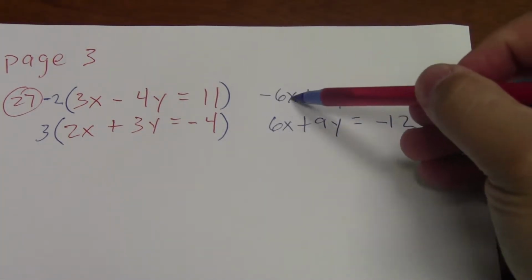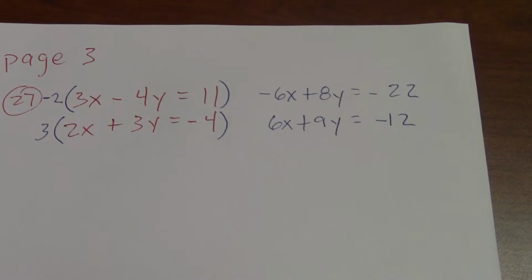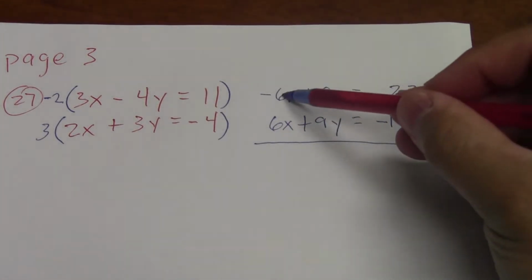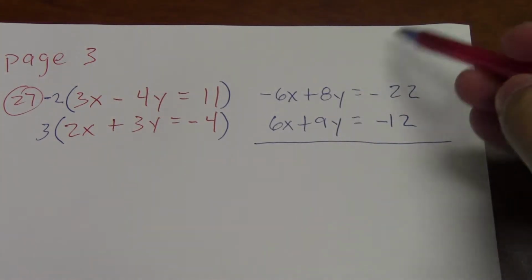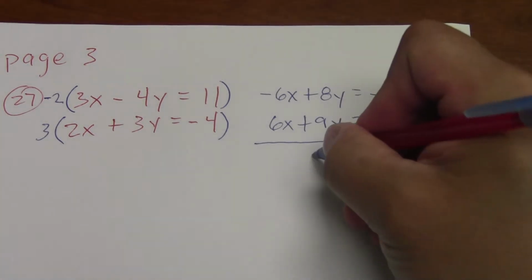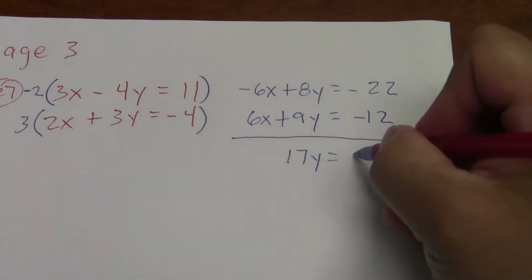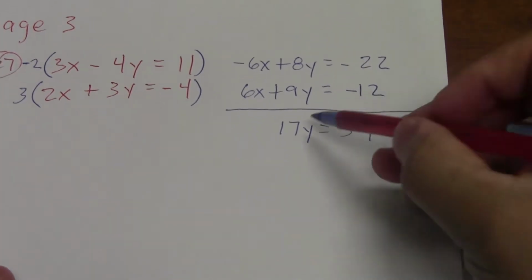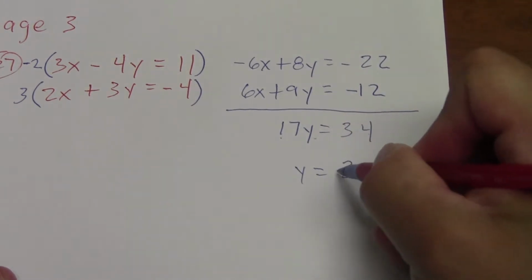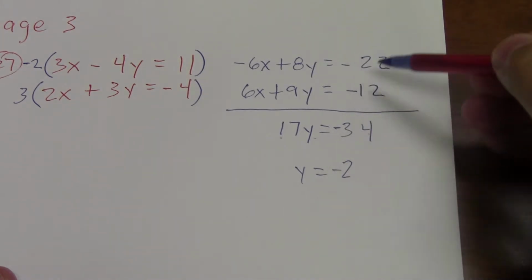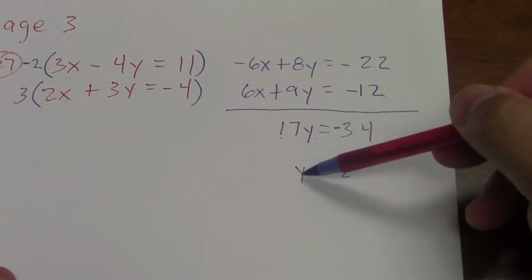Okay, so negative 6x and positive 6x, they're going to cancel out, and I'll be able to just add everything else together. So let's put a line underneath. 6x and negative 6x, they just go away, 0. 8y and 9y, that gives me 17y. And 22 and 12 gives me 34. So 17y into 34, y equals 2. Negative, this is a negative. Don't forget those signs, they'll mess you up. So positive 17y divided into negative 34 gives me a negative 2.